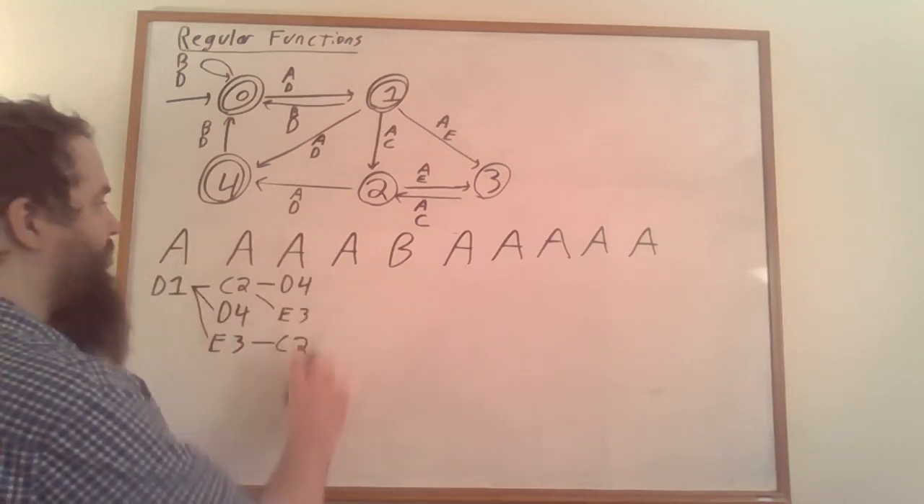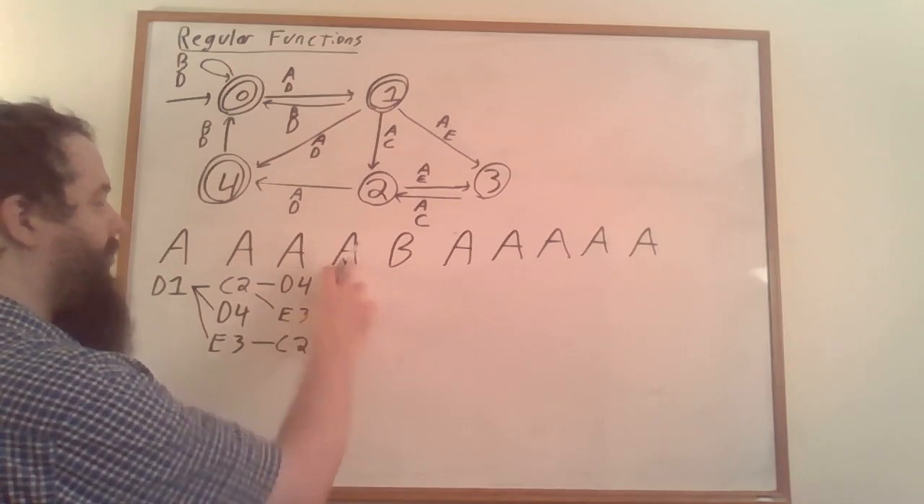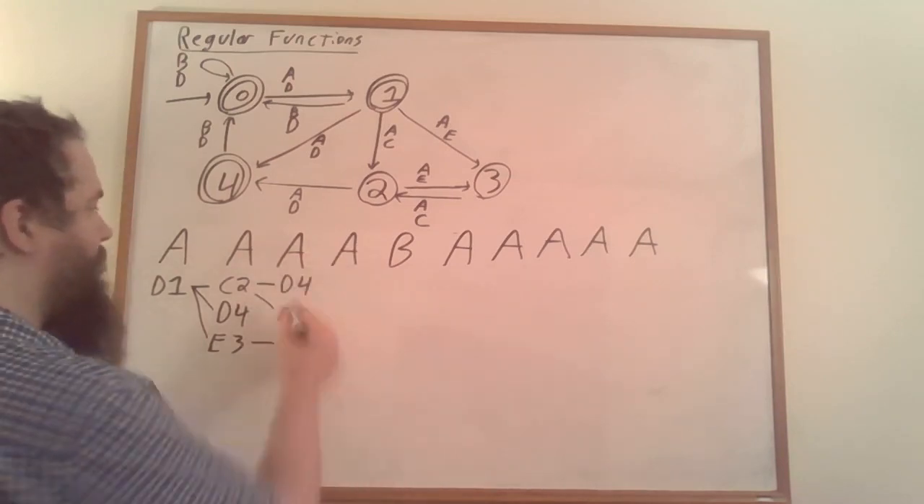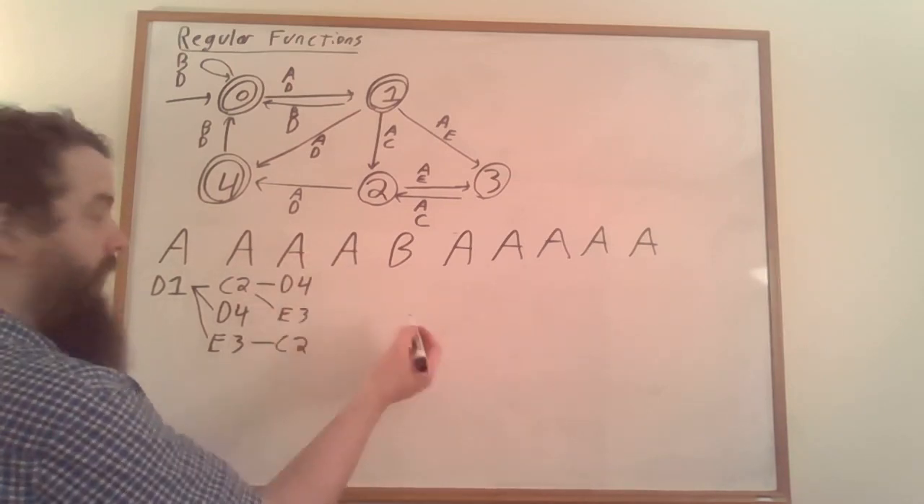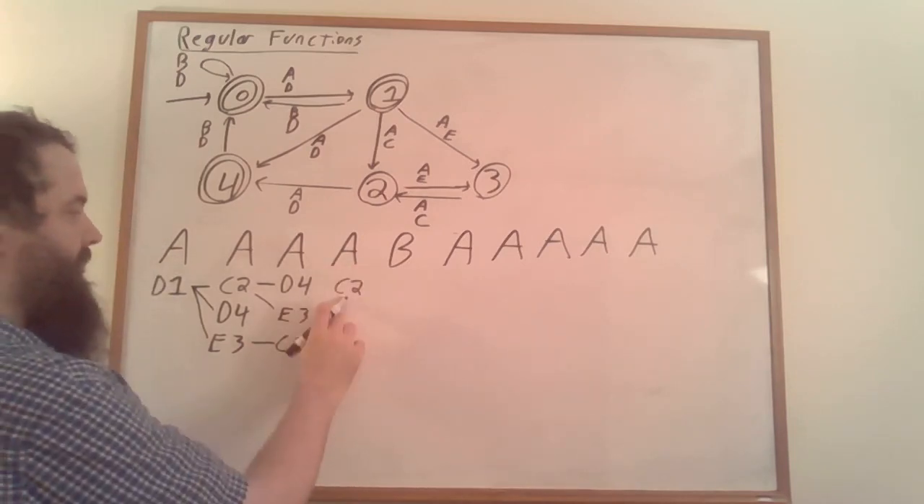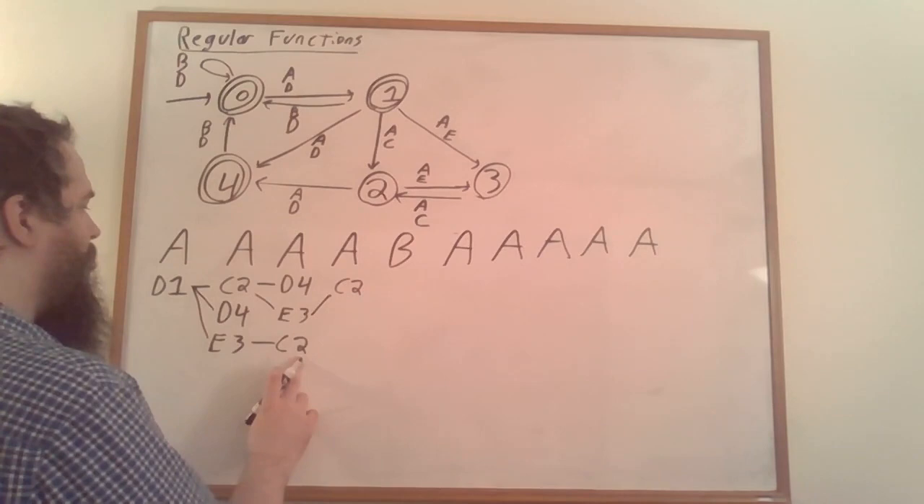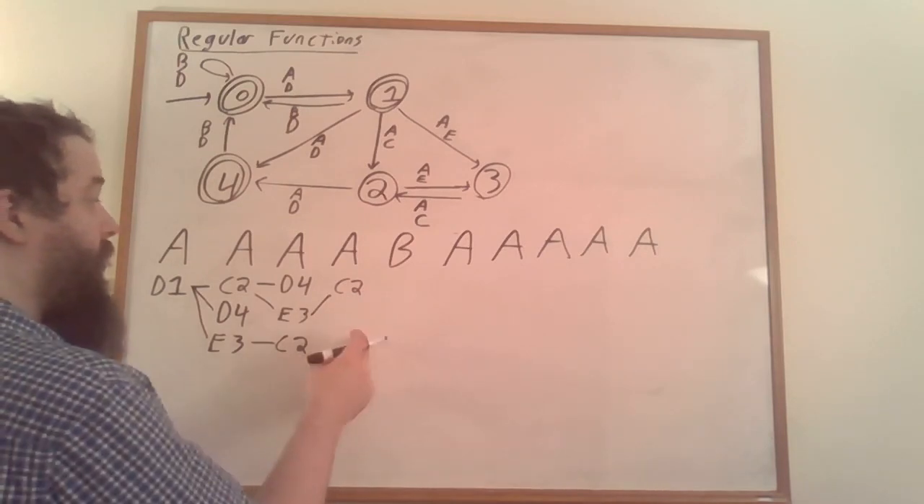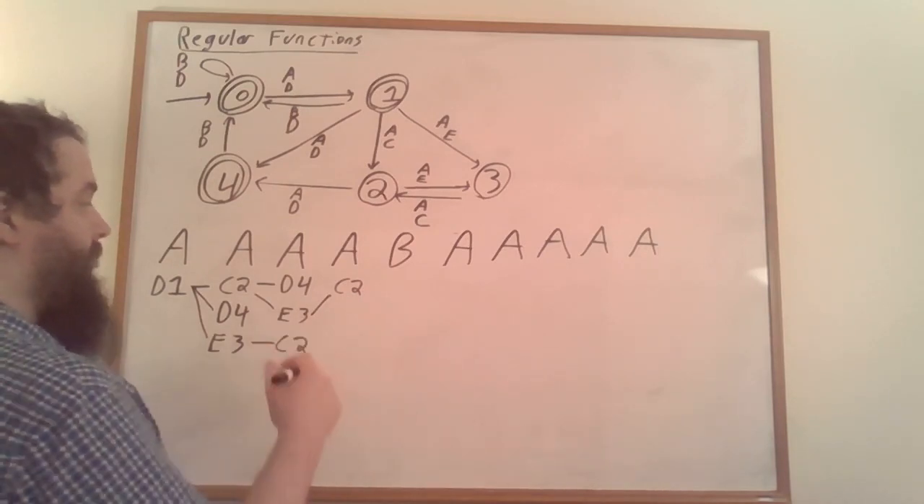Again, if we're in these states and we read an A, what could wind up happening? Well, in state 4, nothing. In state 3, we can go to state 2 by reading an AC. And in state 2, we could go to state 4 by reading a D, or state 3 by reading an E.